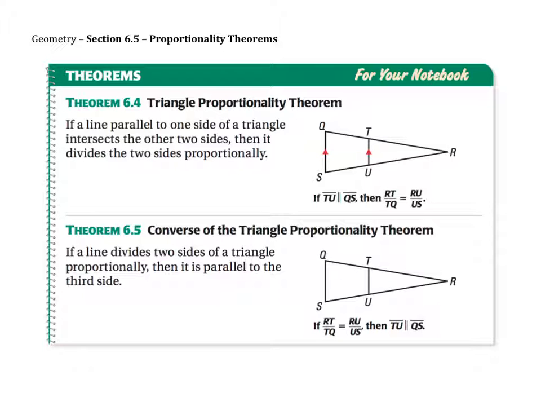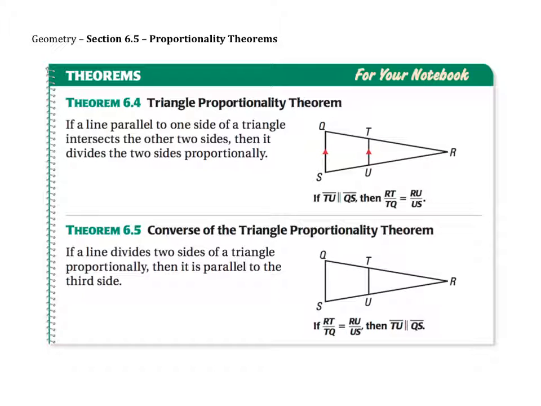Theorem 6.5 says it's the converse of the triangle proportionality theorem. If a line divides two sides of a triangle proportionally, so if you know that RT over TQ is equal to RU over US, then it is parallel to the third side. So then you'd be able to conclude that this line is parallel to that line.